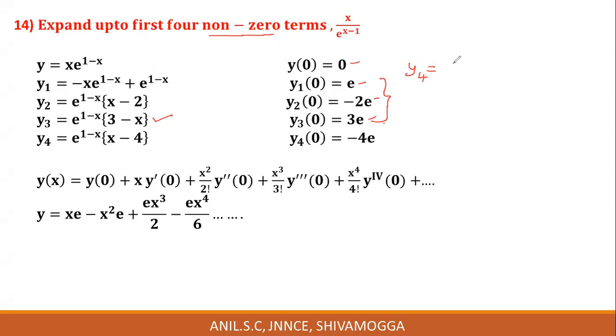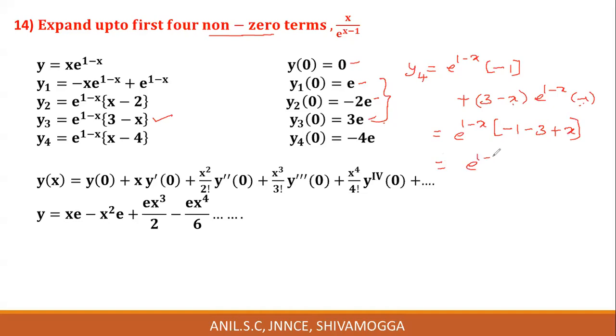This is equal to e power 1 minus x is the first function. Keep it as it is. Derivative of 3 minus x is minus 1. Plus 3 minus x into derivative of e power 1 minus x, which is e power 1 minus x, and that of 1 minus x is minus 1. Clearly, e power 1 minus x is a common factor. Keep it outside. What we get here is minus 1. And here, minus 1 into 3 is minus 3. Minus 1 into minus x is plus x. Therefore, this is equal to e power 1 minus x into x minus 4.